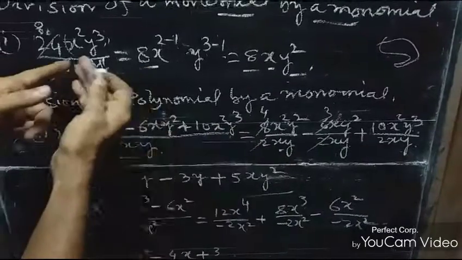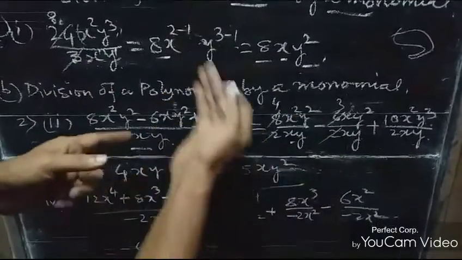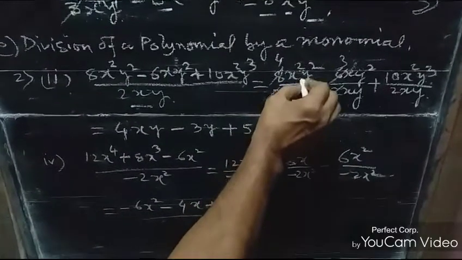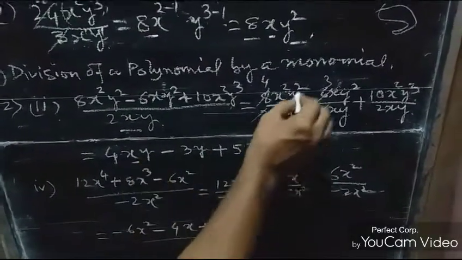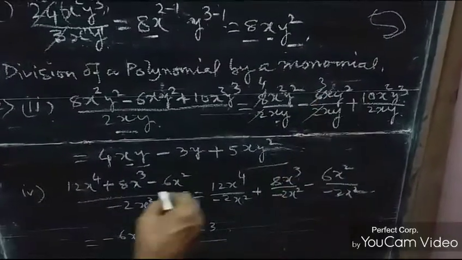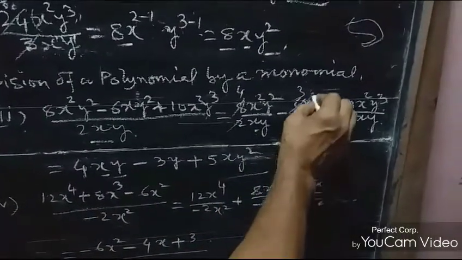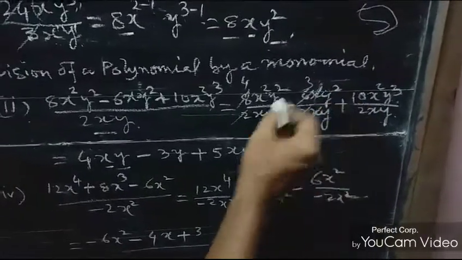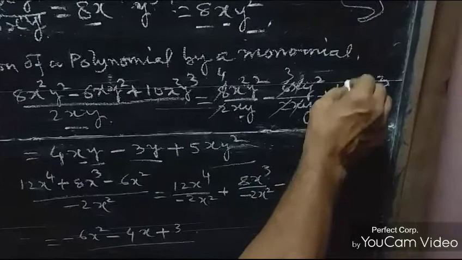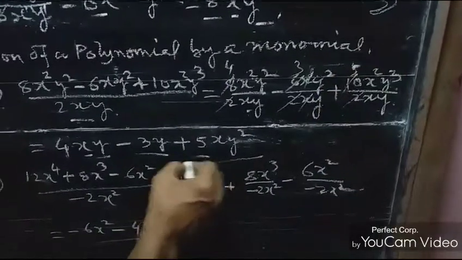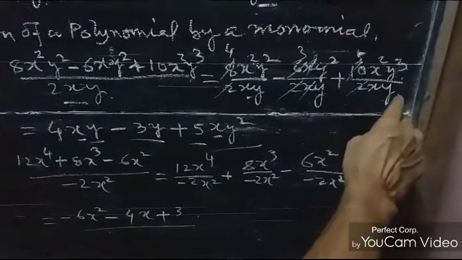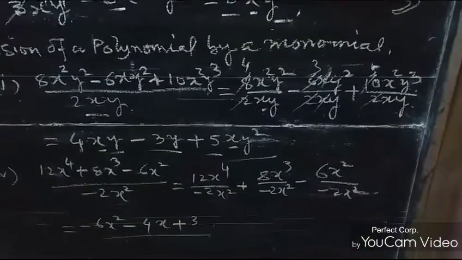Now once again this is monomial by monomial, which we have already learned. Here 8 divided by 2 is 4, and x to the power 2 minus 1 is x, y to the power 2 minus 1 is y, so this is 4xy. In the same way, this is 3, x is cancelled, and y to the power 2 minus 1 is only y, so 3y. And this is 5, x remains, and y cube by y is y square.